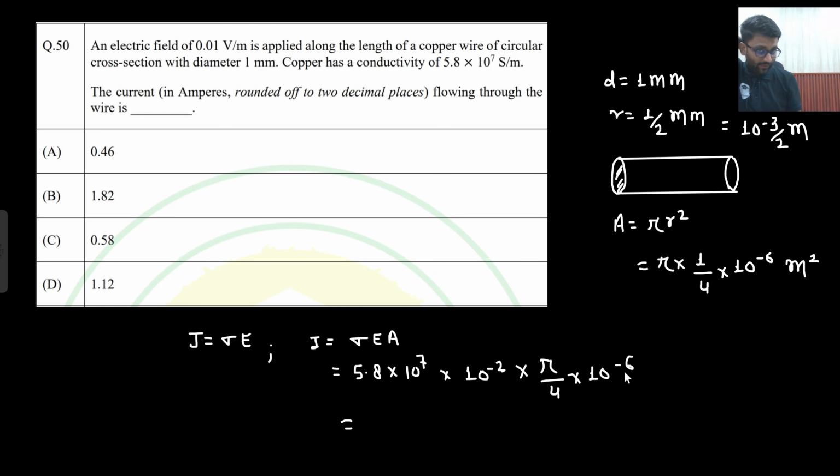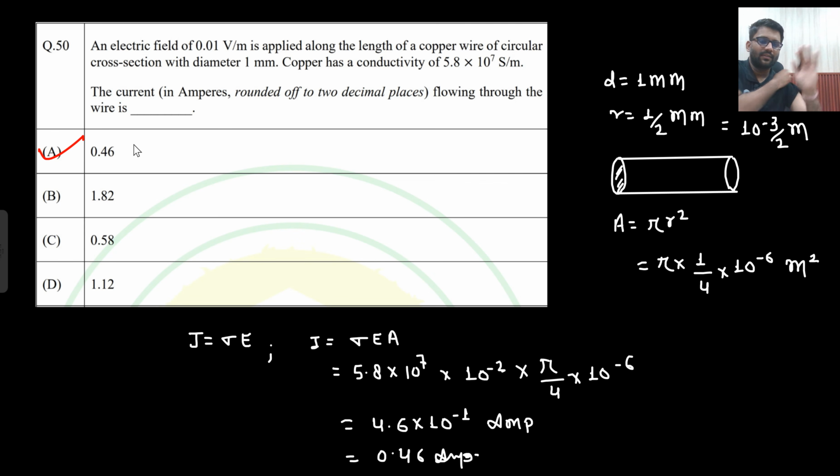So 10 to the power minus 2, 10 to the power minus 8, this would become 10 to the power minus 1. So 5.8 into pi, divided by 4. So 4.5 you are getting, 4.55 we are getting, roughly around 4.6 we are getting, but 10 to the power 7, 10 to the power minus 1. And everything is in SI, so answer will be in amperes. From here you can see that answer will be 0.46 ampere. So very comfortably, very easily, these kind of questions are just free marks, right? So very easily you would be able to solve.